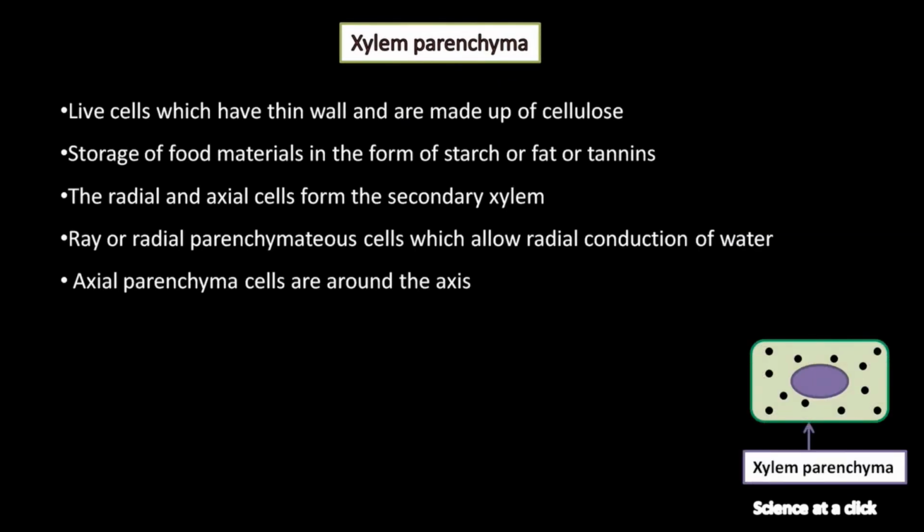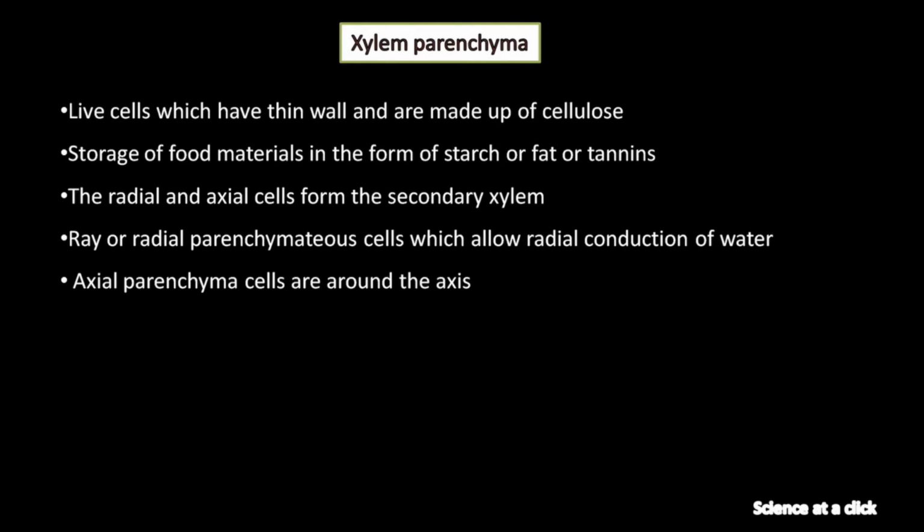Xylem parenchyma. These are live cells and they have thin cell walls made up of cellulose. They store food material in the form of starch or fat or tannins. These can be radial or axial, and radial and axial together form the secondary xylem. Radial, as the name suggests, is located in a circular form, that is radial conduction of water. And axial will be present around the axis.